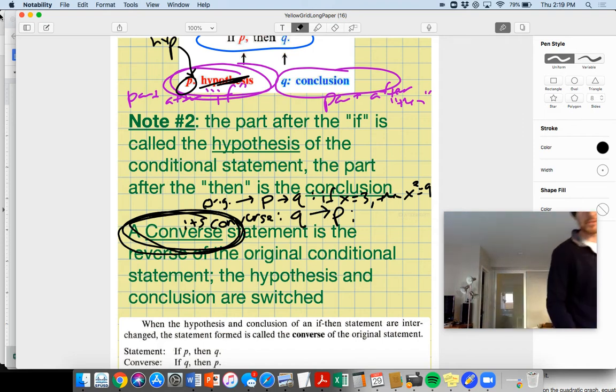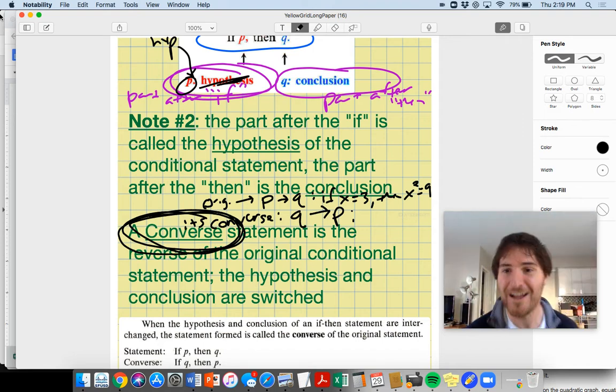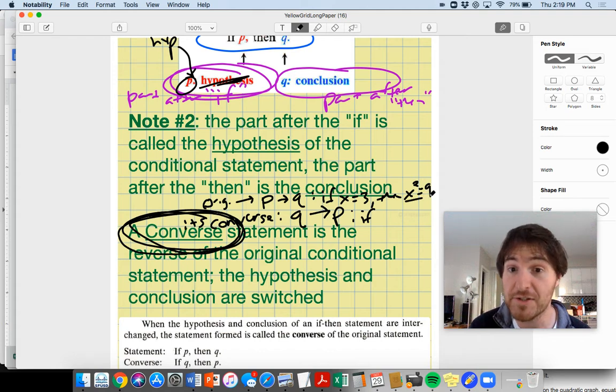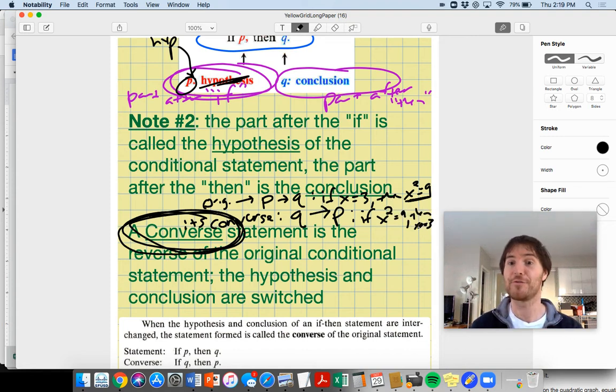Okay. All right, so folks, converse, are you with me? I hope you're with me here. The converse is just the reverse of that. I'm fast forwarding, this isn't that hard. The converse is the reverse of that. So our conclusion becomes the hypothesis. So if x squared equals 9, then x equals 3. That's the converse. So the hypothesis and conclusion switch.